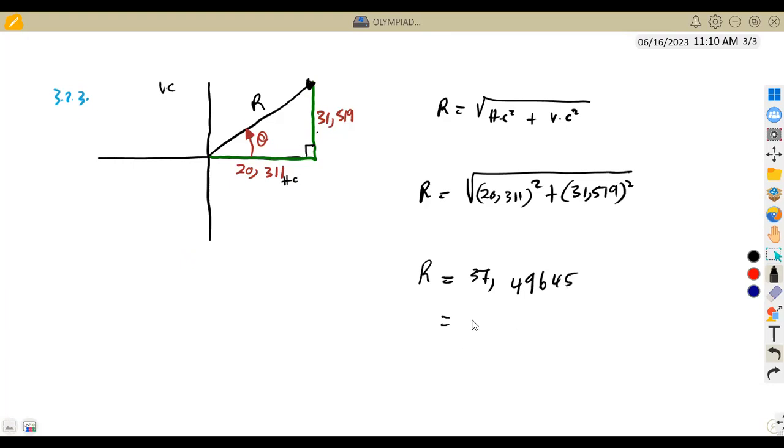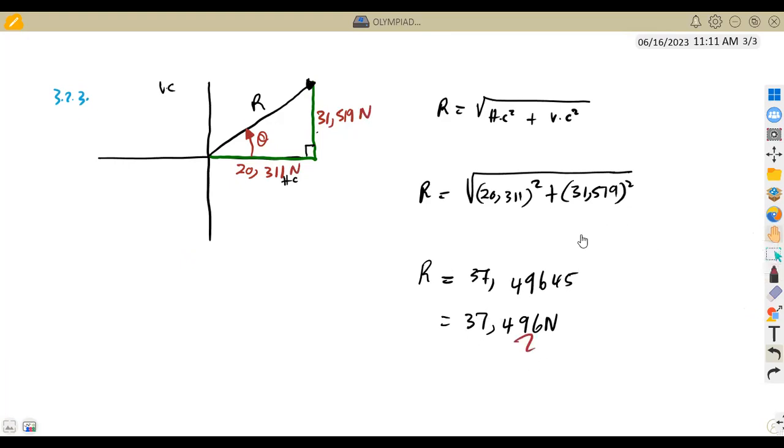If you round off to 3 decimal places as per the instruction of our question paper, this is going to be 37,496.450 Newton in this case, as we saw that the other parts that we had were in Newton. So our resultant is going to be also in Newtons.